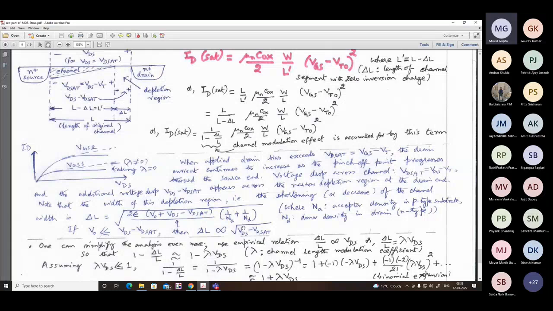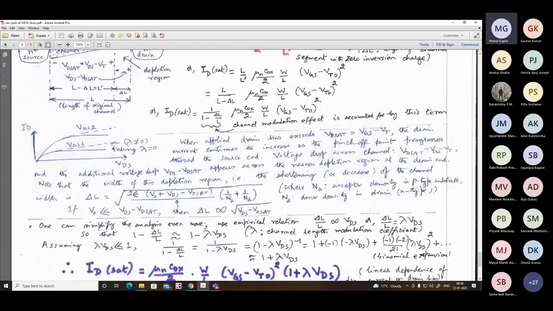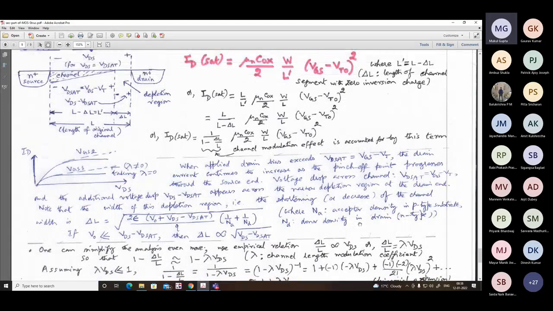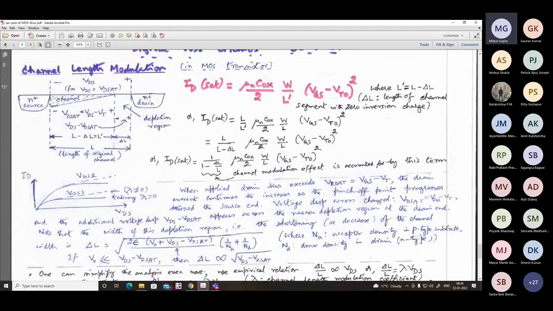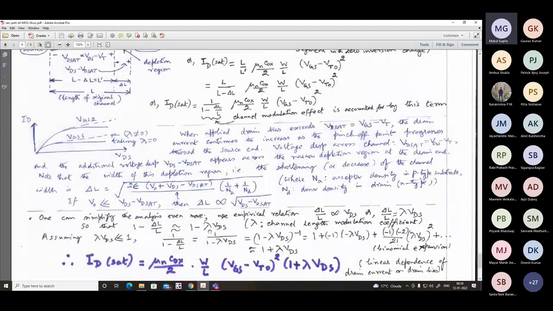But we can simplify the analysis further. Let us take delta L, the relative decrease of the channel length as a result of high drain to source potential. Relative means delta L by the original channel length. Delta L by L is proportional to VDS. Yes, this is very simple, but very practical. Then we can write delta L by L is equal to lambda, the proportionality constant. Lambda is called the channel length modulation coefficient. Normally, lambda has a value of a few tenths per volt, say 0.1 per volt.